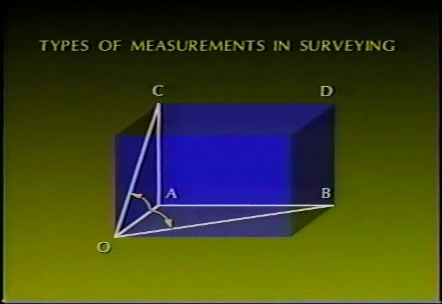Vertical angles are slightly different. They start with the telescope horizontal, here the horizontal line from O to A. The direction of turning is in the vertical plane and is measured positively up or negatively down, and the angular distance is the same as measuring a horizontal angle.